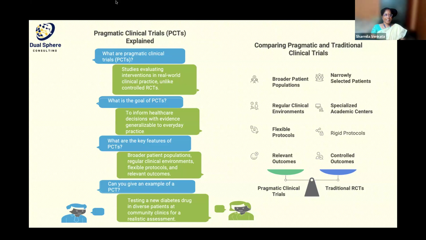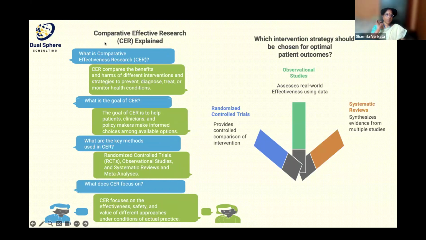Okay, next slide, Richa. So now we come to comparative effectiveness research. Now let's zoom out further. Pragmatic trials are just one piece of the puzzle.